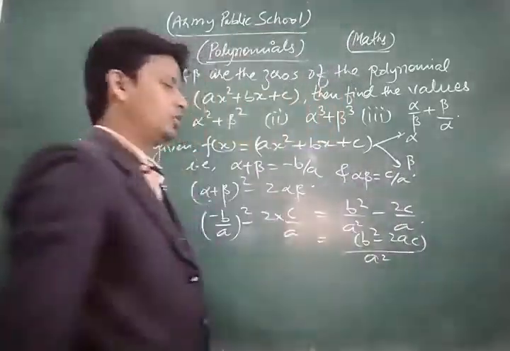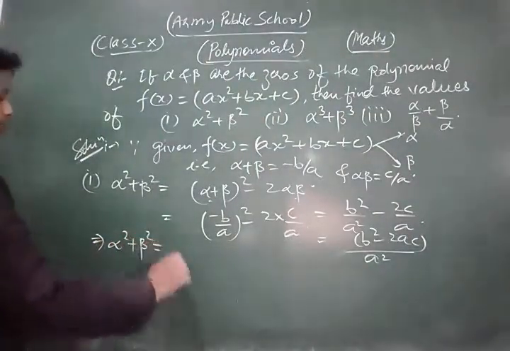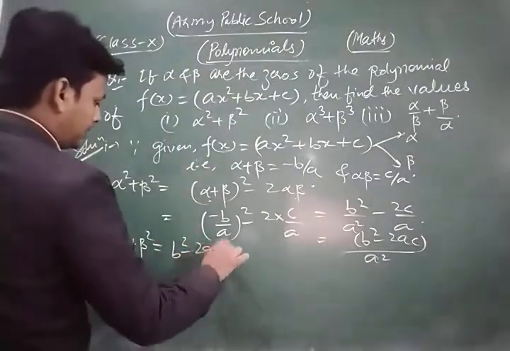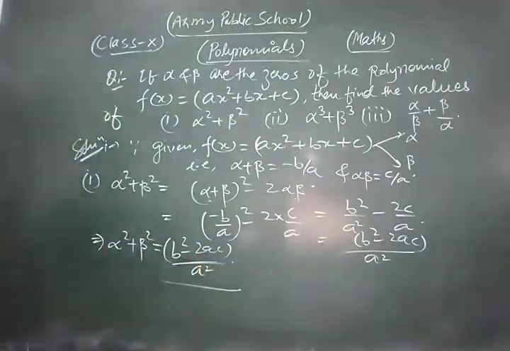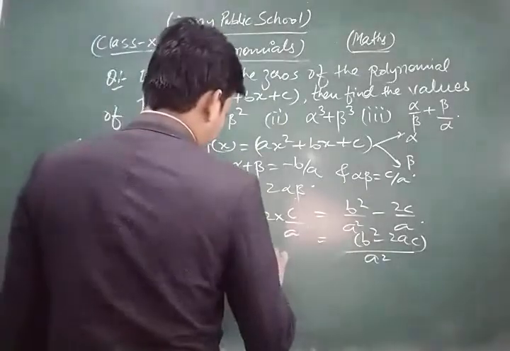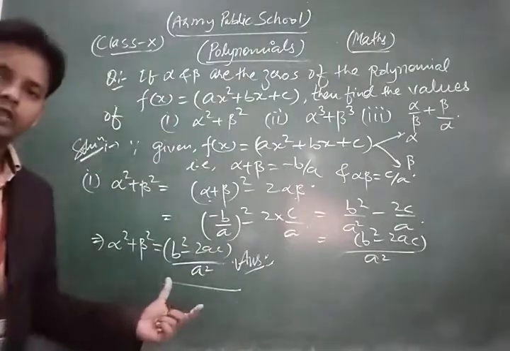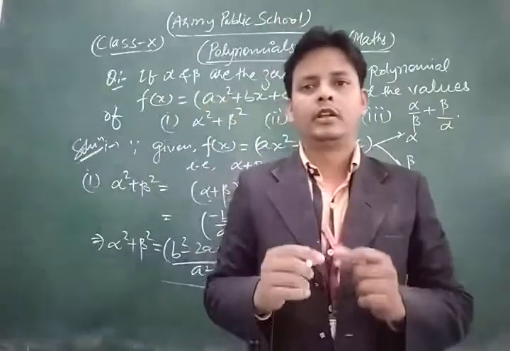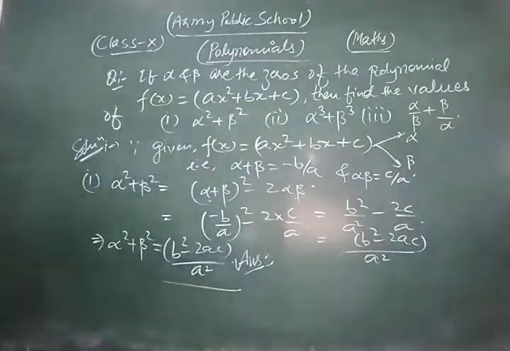So the required solution of the given question, that is the value of alpha square plus beta square, is equal to b square minus 2ac upon a square. This is the required solution of the given question. So in this way, this is the result of the first part of the question. This is a very important question, dear student. So please do more and more practice of that type of questions. After that, you can solve each and every question of your NCERT based on these topics.